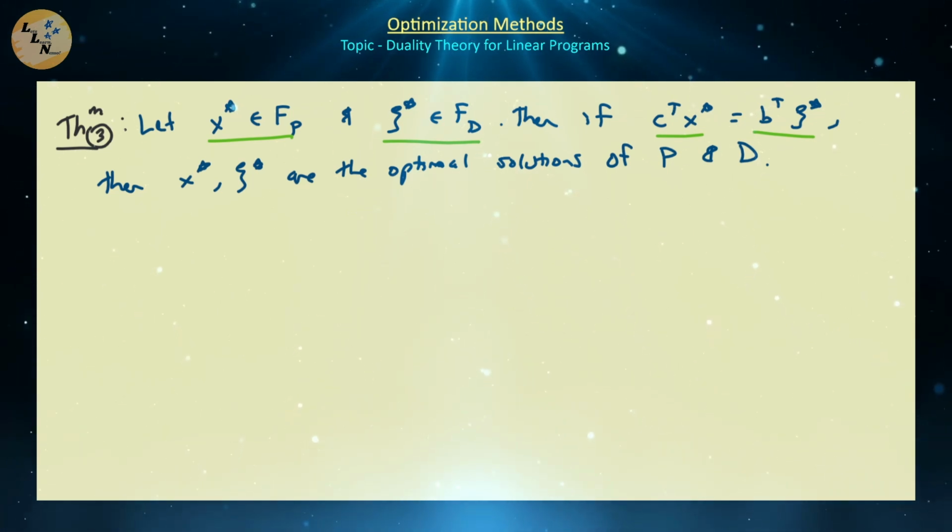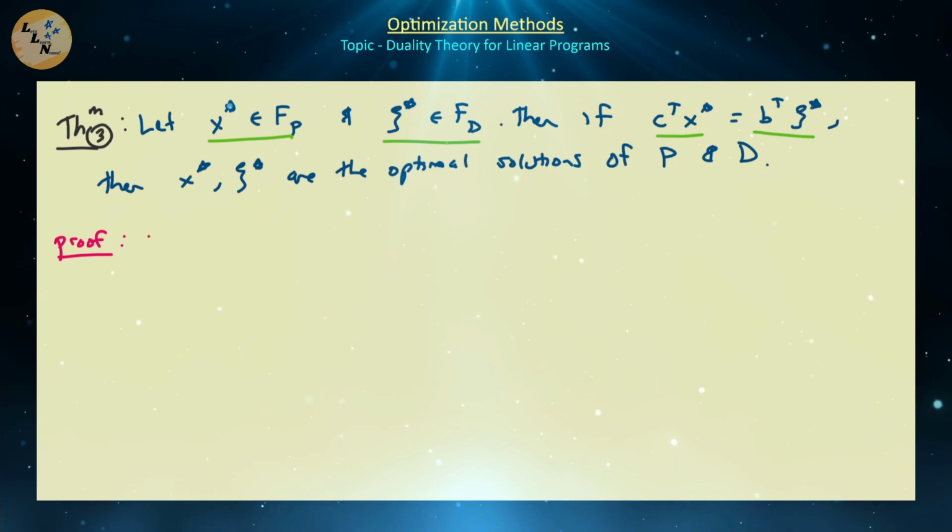equal to the same optimal value. The maximum of one equals the minimum of the other. Then psi star and x star, those particular feasible solutions, are actually the optimal solutions of those primal and dual problems. So, if you can find an x star for the primal and a psi star for the dual such that C^T x star is equal to B^T psi star, you've actually found the optimal solutions for both the primal and the dual. That's pretty much what's going on here. So, how are we going to go about proving this?